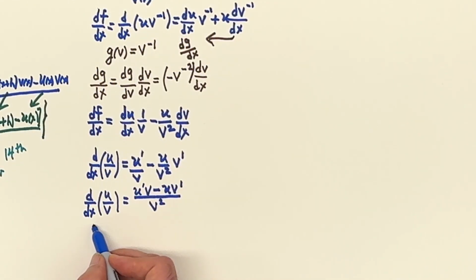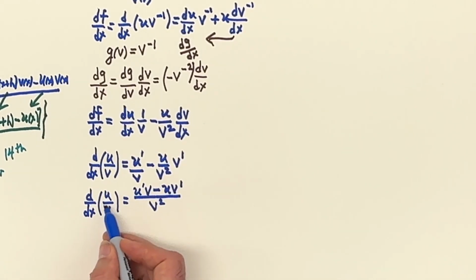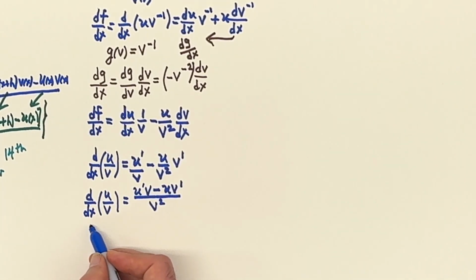So if I use the product rule here, just to review in one step, I would have the derivative of the first, which is the u prime.